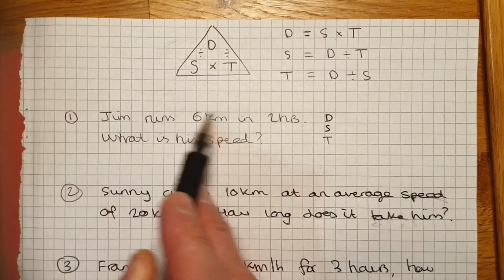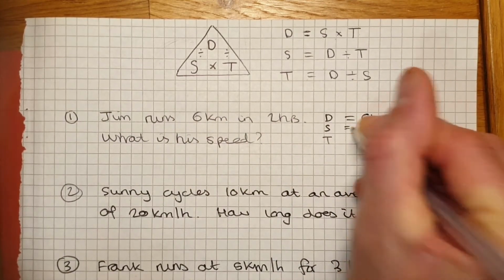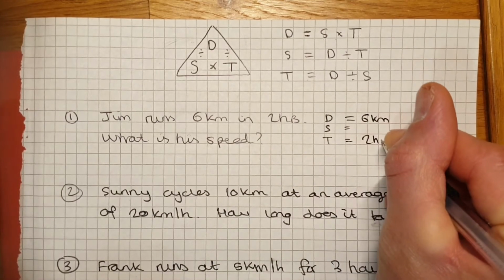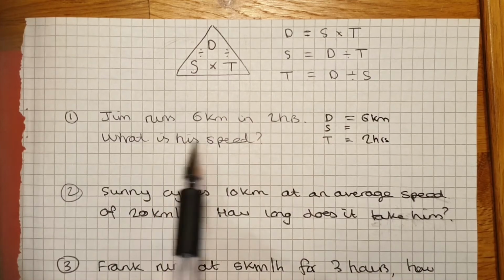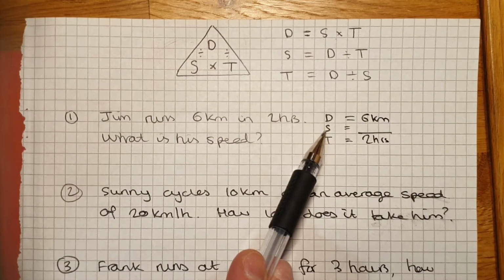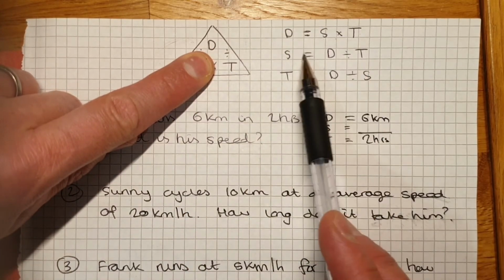Jim runs 6 kilometres. Now 6 kilometres is a distance, so I can fill that in, 6 kilometres. And it takes him 2 hours. Now that's a time, not speed. So the third bit of information that we don't know, what is his speed? So that's what we've got to find out. So it's a speed formula we've got to look at. So you cover up speed, and that is distance divided by time. I've got that written down here as well.